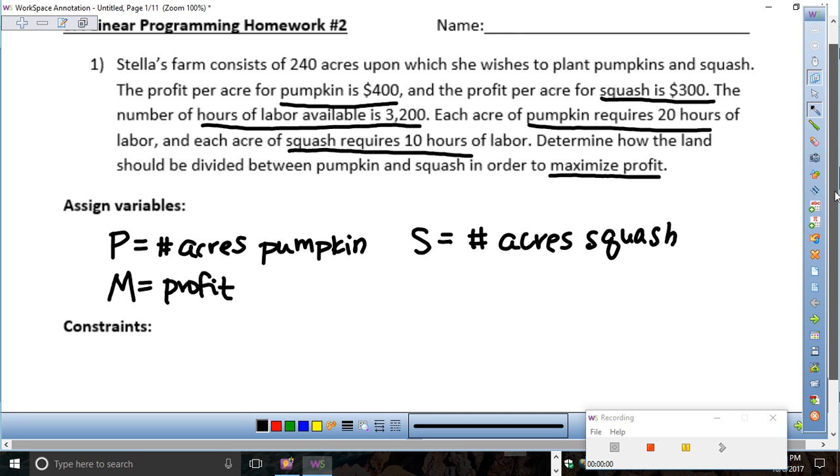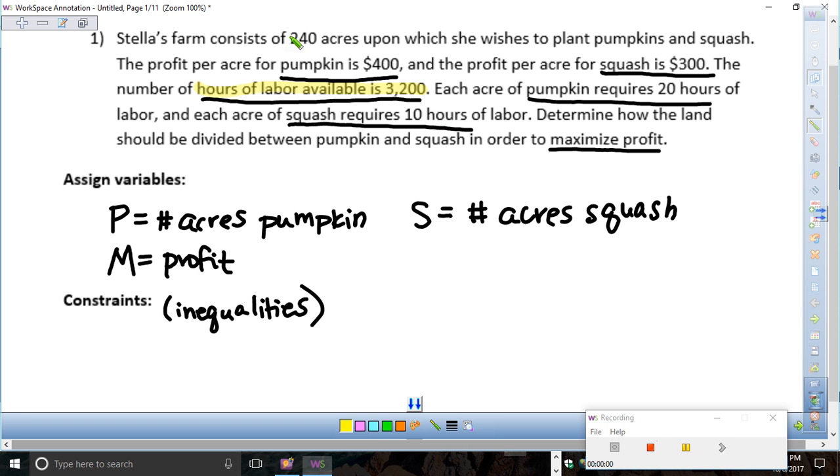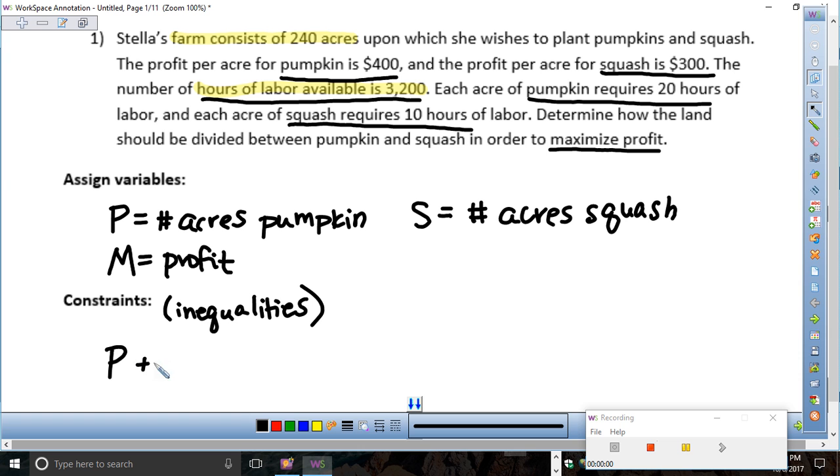All right, our constraints. These are going to be inequalities that have to do with some limitations, some restrictions in the problem. So if we go back and read through, we have a couple of restrictions. First, the number of hours of labor available, 3,200. And another restriction is that her farm, I didn't underline this, but her farm only consists of 240 acres. So let's start with maybe that first fact, that the total number of acres of pumpkin plus the total number of acres of squash must be less than or equal to 240. That is the size of the farm.